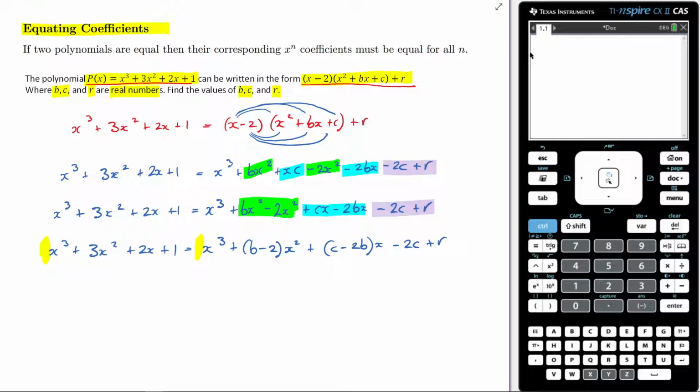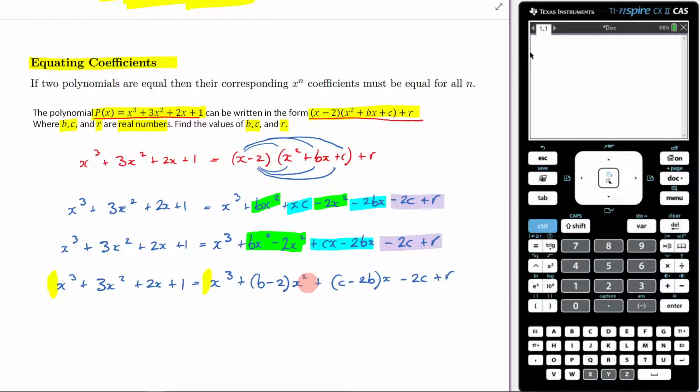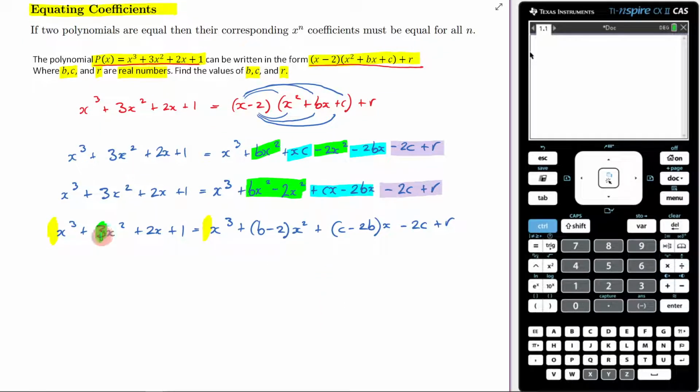So if I come over here, would you agree that here is 3x squared, and over here is b minus 2x squared? Well, what that means is that this 3 has to be equal to this b minus 2 because they're both in front of the x squared. What we're doing is equating the coefficients. Hopefully that makes sense of what I'm doing there. So I'm going to write it down.